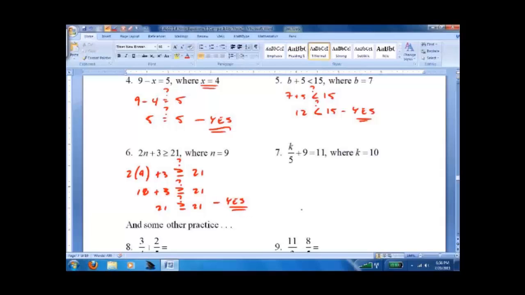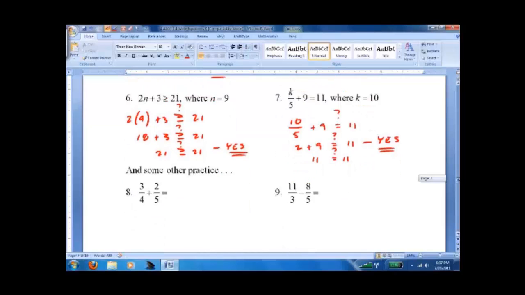Lots of yeses here. k over 5 plus 9 equals 11, where k equals 10. Let's put 10 in for k. 10 over 5 plus 9, does it equal 11? 2 plus 9, does it equal 11? Does 11 equal 11? Yes. These four were all yeses, but they won't always necessarily be. Definitely on the problem set, they will not be.